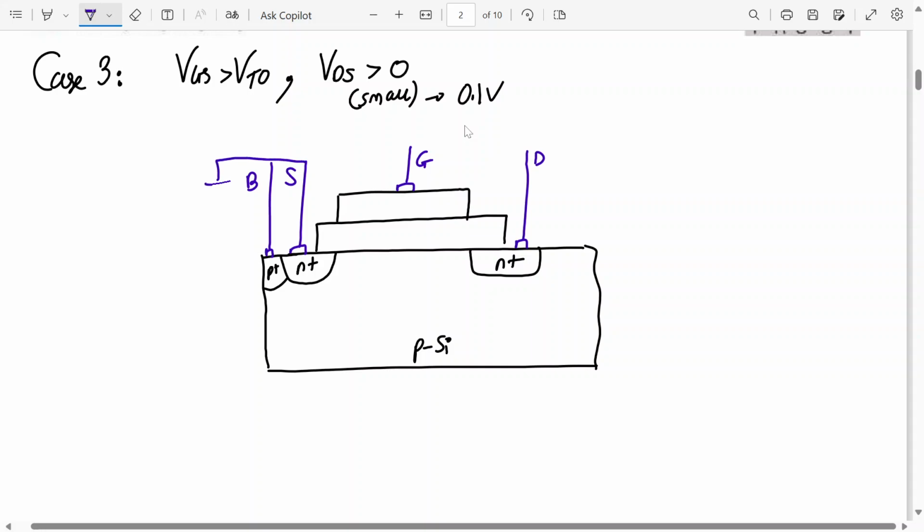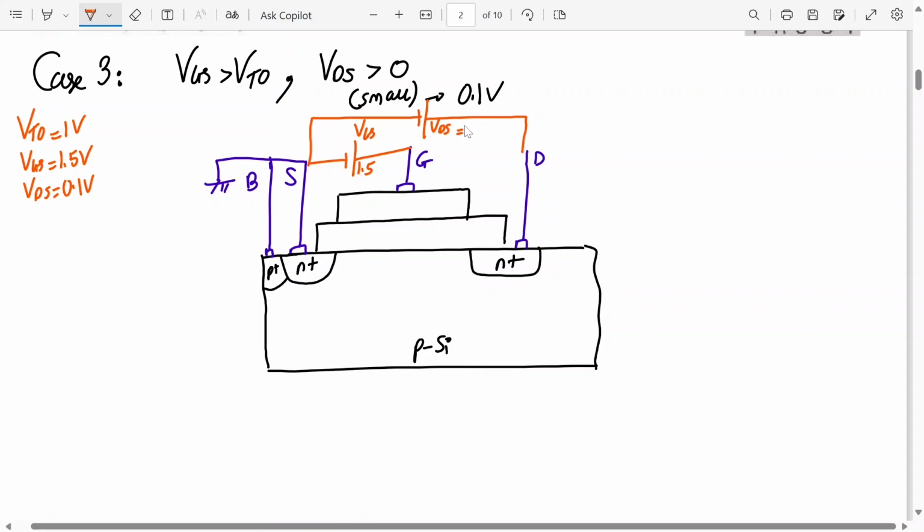Now source and body are connected together, right? Now we apply the voltage between gate to source, VGS. How much did we consider? Let's say VTO is 0.5, for the example sake. We have considered 1 volt, so we'll consider 1 volt only. VGS is how much? 1.5, and VDS is how much? 0.1. So this is 1.5, and we have another voltage supply, VDS. VDS is 0.1, very small. Okay, will there be a channel formed over here?